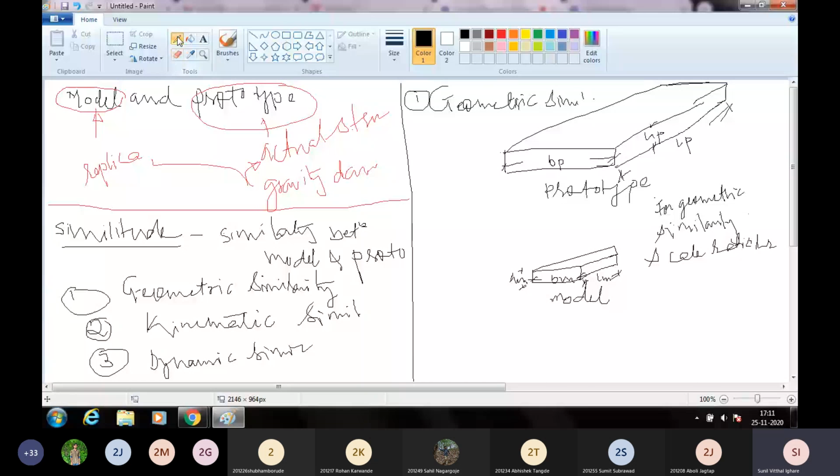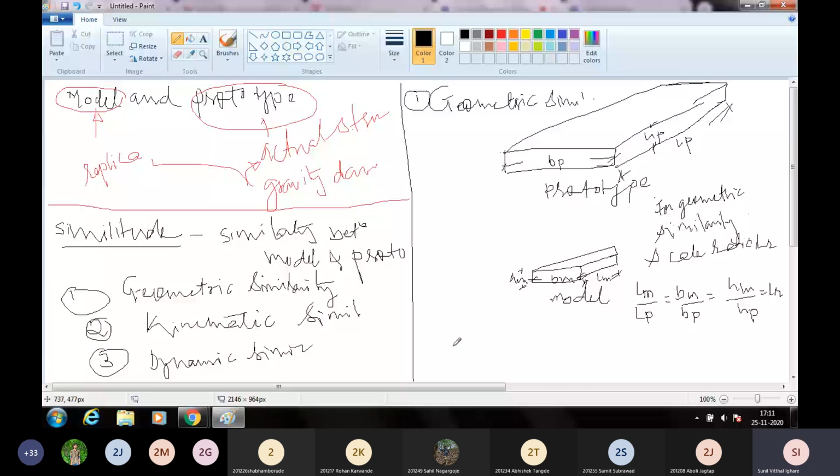Yes, so I just have to write that, or how to write it. That is LM. L stands for length in a model to the length in prototype, LP, is equal to width in model to the width in prototype, is equal to height in a model to the height in a prototype. Okay, that is equal to LR. That is scale ratio.